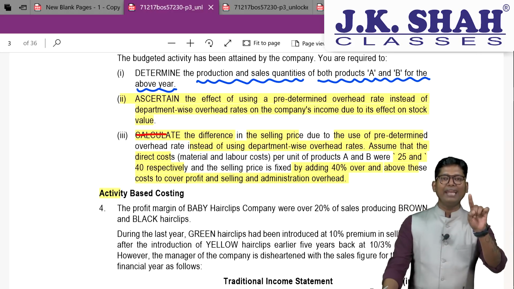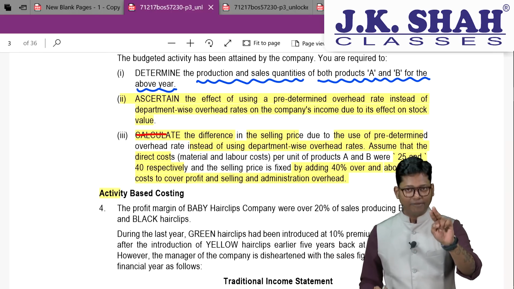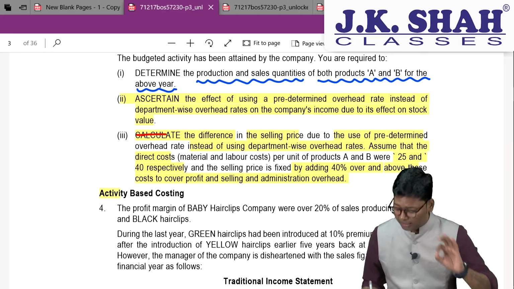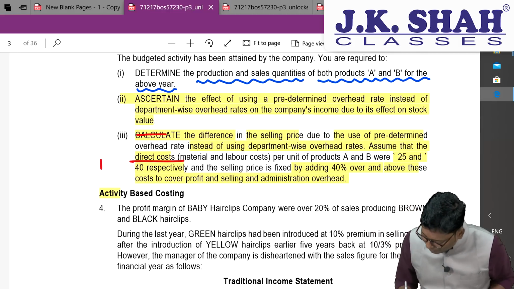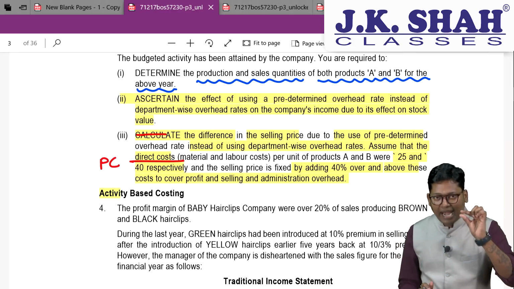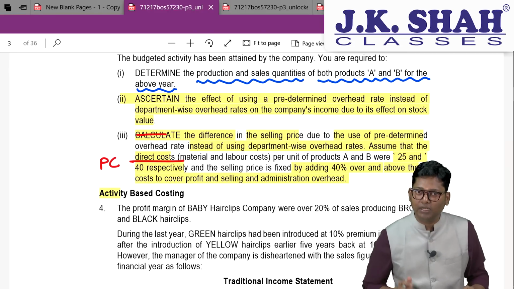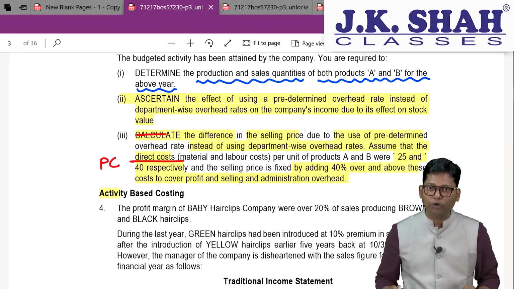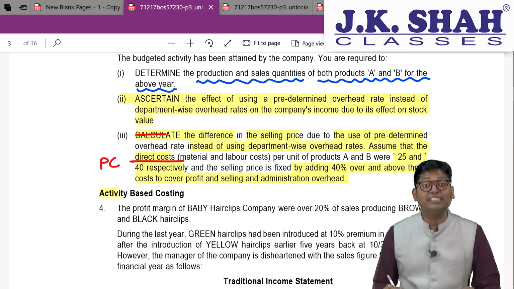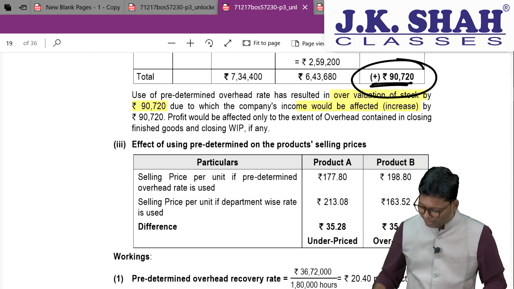They have given you direct cost related to material and direct cost related to labor. They have given the entire direct cost. In short, direct cost is also called prime cost. They have given you prime cost, that is 25 and 40. In addition to prime cost, first you are going to charge the overhead, and whatever is the total, you will add a 40% profit over and above this cost, along with selling and administration overhead. You will be getting the total cost. Try and understand how to interpret this.